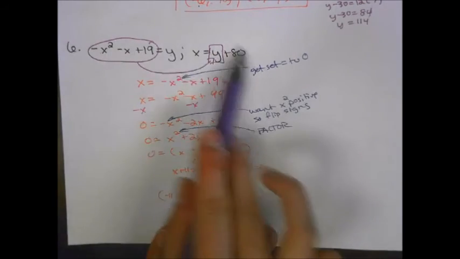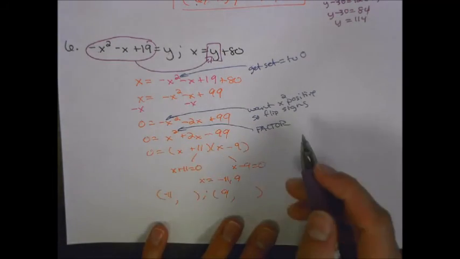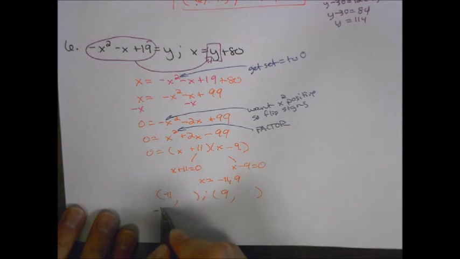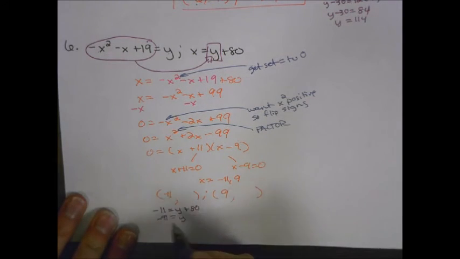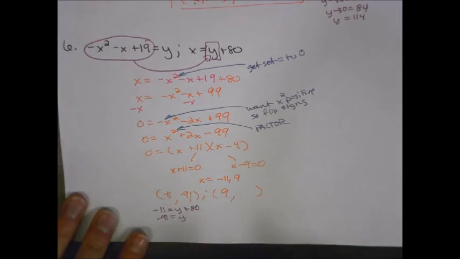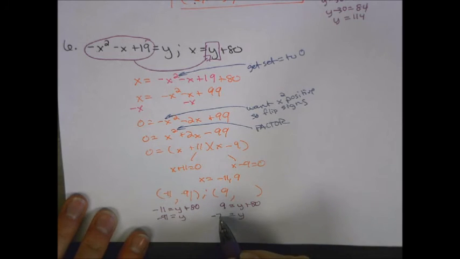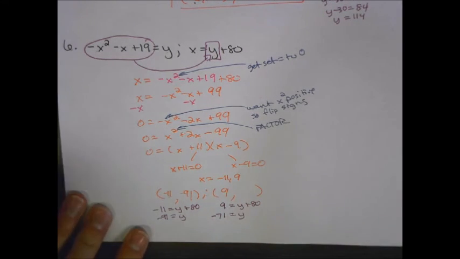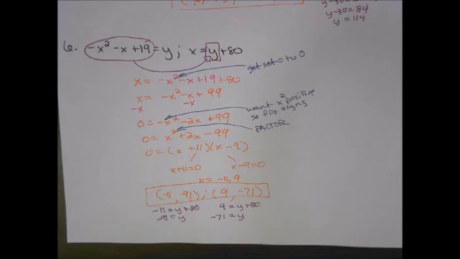I'm going to plug into this one. And remember, this is my x value, so I'm plugging it into x. Negative 11 equals y plus 80. Subtract the 80 over. Y equals negative 91. Nine equals y plus 80. Subtract the 80 over. Y equals negative 71. And here are our answers.